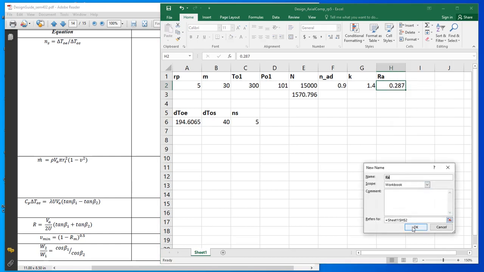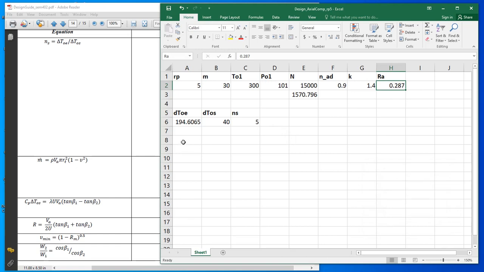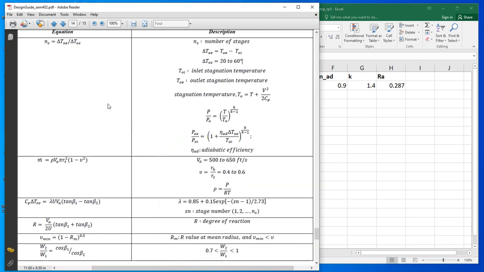Okay, and define a name. Now if you follow the sequence that we adopted for calculations, in order to find out the P1, we need that formula. So P1 by P01 equal to T1 by T01 to the power K by K minus 1. We know P01 and T01, but we do not know T1, and from that formula T1 is equal to T01 minus V1 square by 2 Cp.